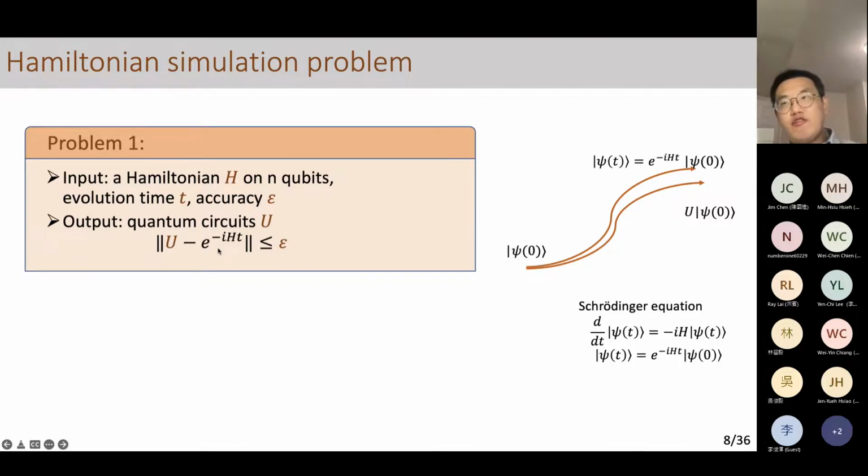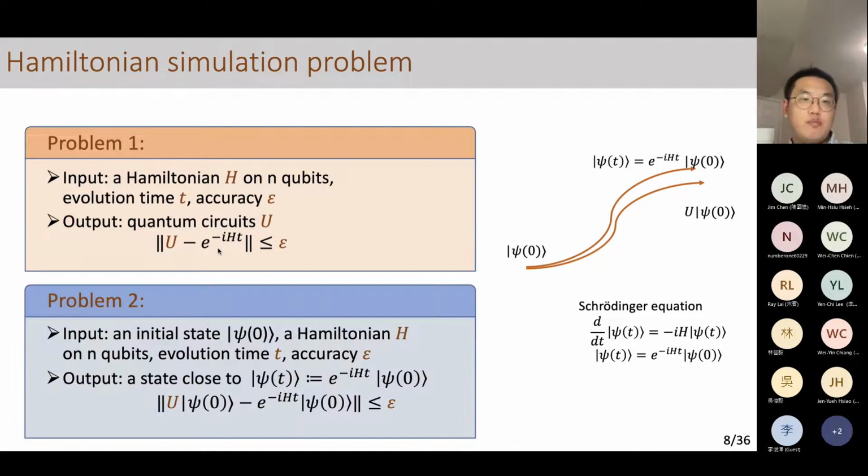A more practical or more feasible definition for this problem is that we know our initial state. Maybe we only care about some certain initial state, or a specific type of initial state. So a more practical problem is we know our initial state, and we only want to guarantee that the output states for this initial state are close. This is the second problem.